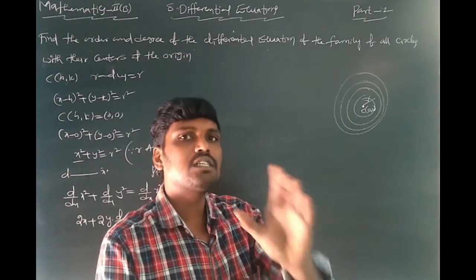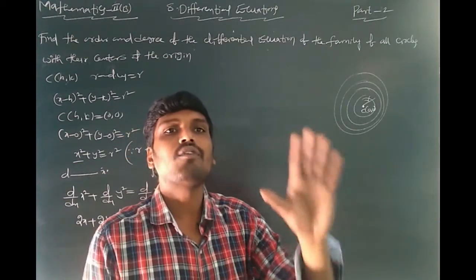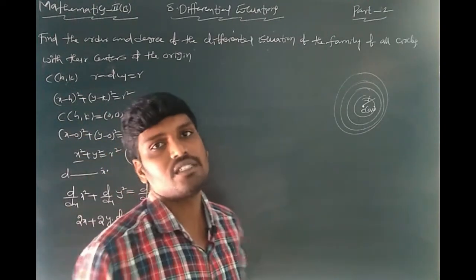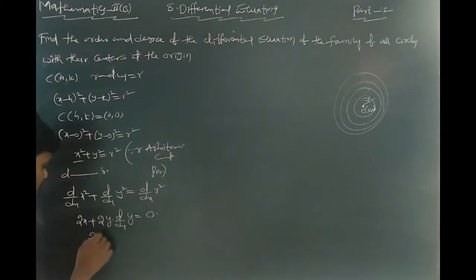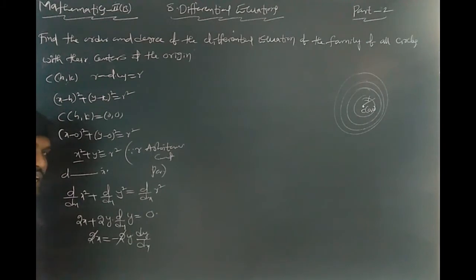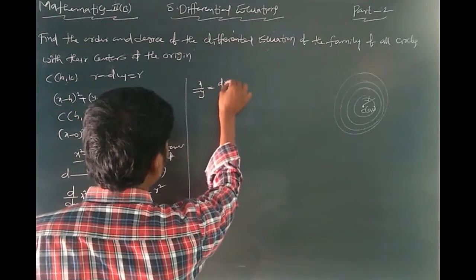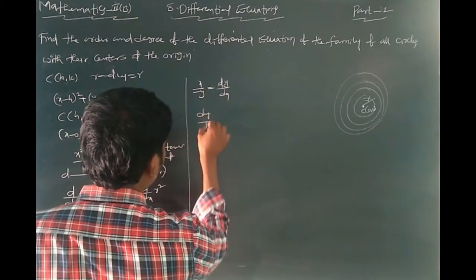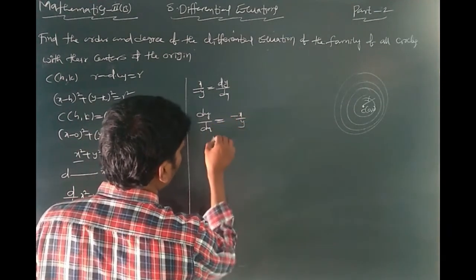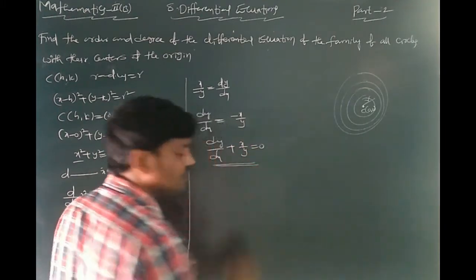If two arbitrary constants are there, you differentiate that family of curves 2 times. After that, eliminate the 2 arbitrary constants and you get the differential equation. Here, 2x is equal to minus 2y into dy by dx. The 2 gets cancelled, remaining x by minus y equals dy by dx. Then dy by dx is equal to minus x by y, so dy by dx plus x by y equals 0. This is the differential equation.